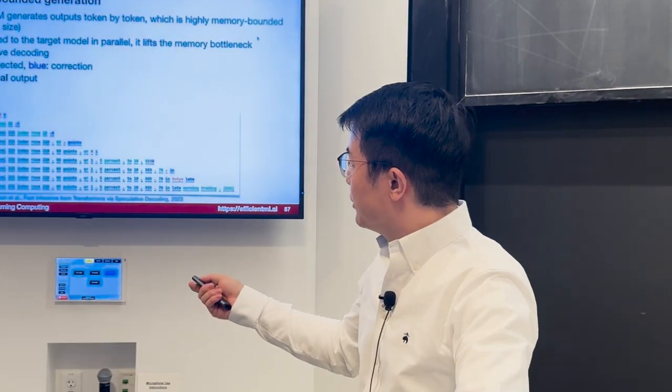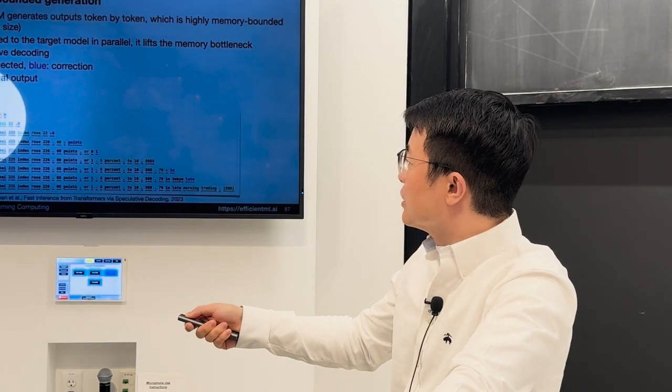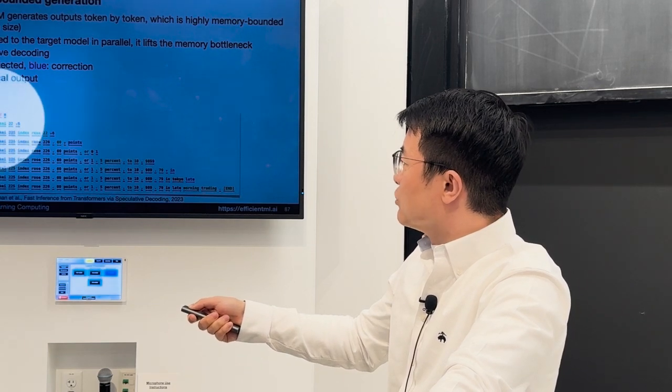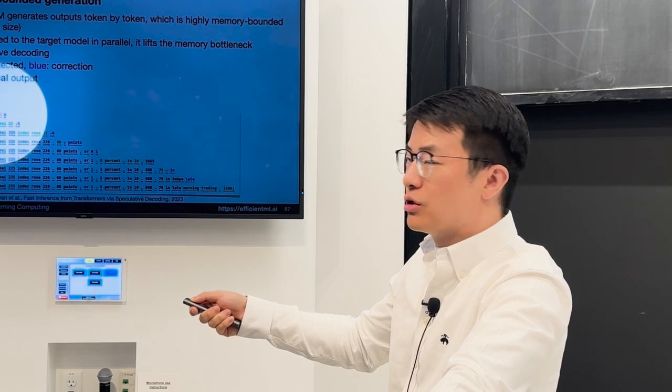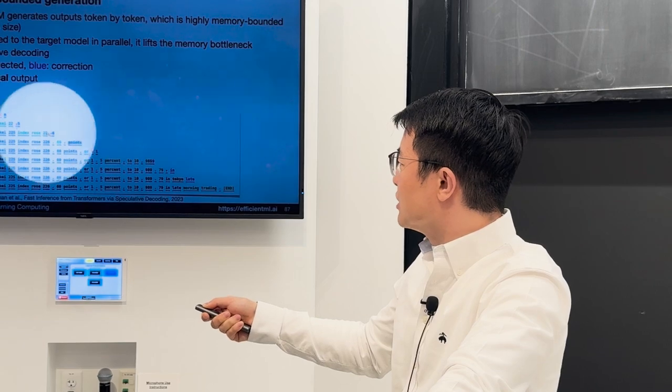So here is an example. We are generating these green tokens by the small model, and then use the large model to verify them all together in the batched manner. And we find this last token is incorrect, then we have to call the small model to generate again. And then verify it, find something is incorrect, generate again. So the green part is the accepted token. The red part is the rejected token, and the blue part is the corrected token. Finally, it can achieve about 2 to 3x speed up with identical output.